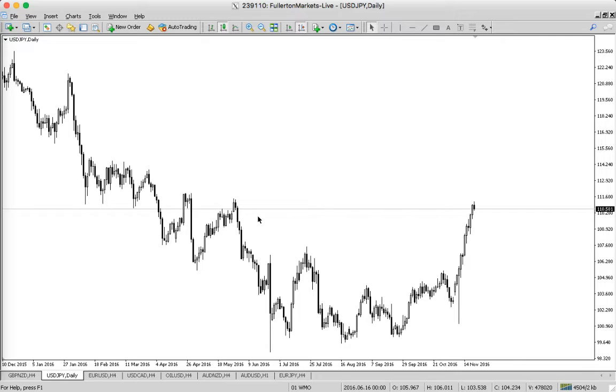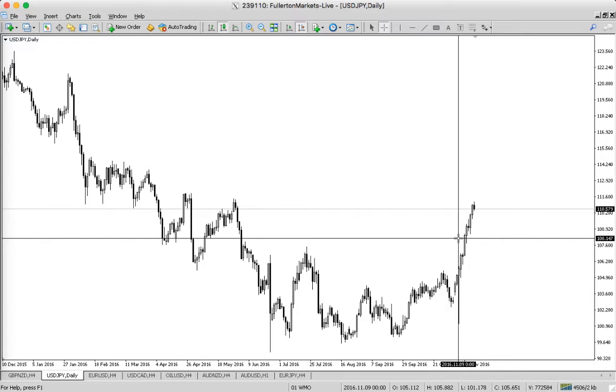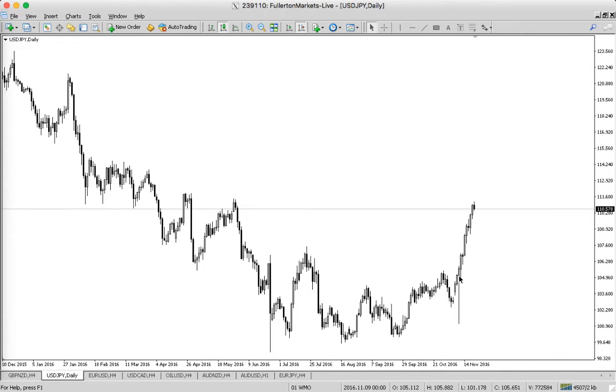Okay, so this is dollar yen, a very sharp move, especially after the election. As you can see, there was selling off, the immediate reaction after the US election result came out. You have a sell off in the dollar, but it recovered pretty fast, and in the days after it keeps on going up and up and up.